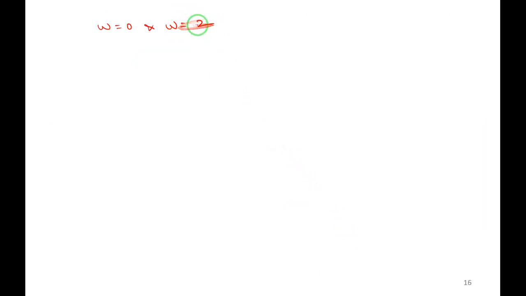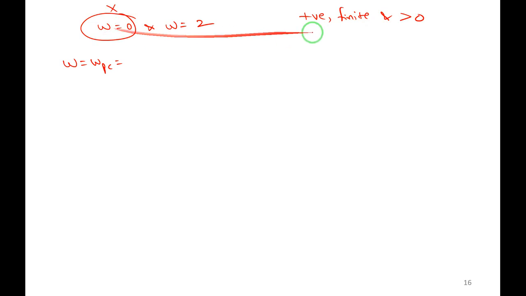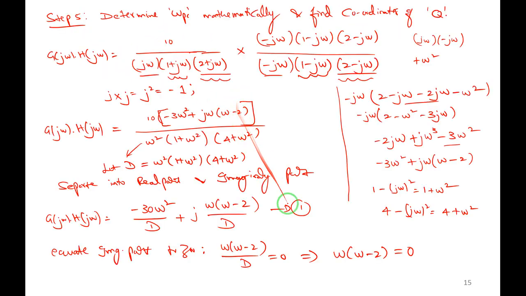But what should the omega value be? This omega is omega pc, the phase crossover frequency. So it cannot be 0, because it has to be positive, finite and greater than 0. So omega equal to 0 is invalid. Whatever value of omega I get should be positive, finite and greater than 0. So omega equal to 2 is fine, right? I think I have made a mistake somewhere, I think.